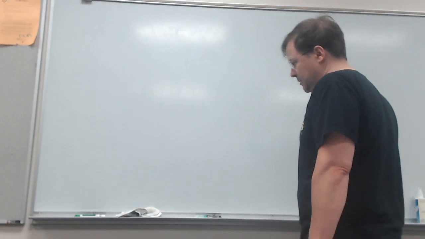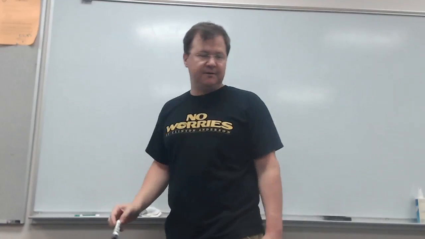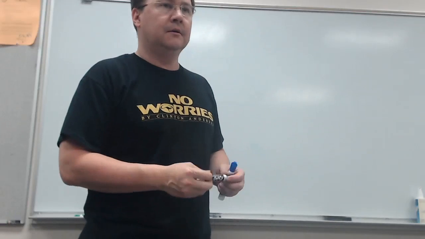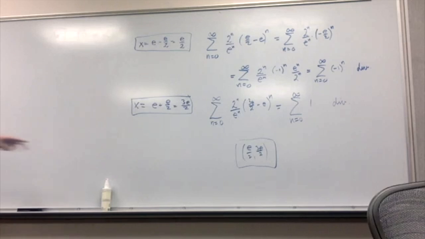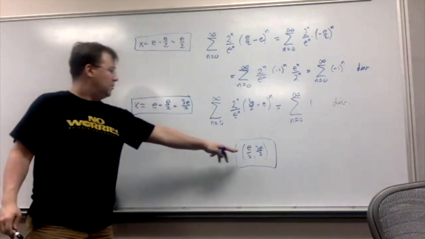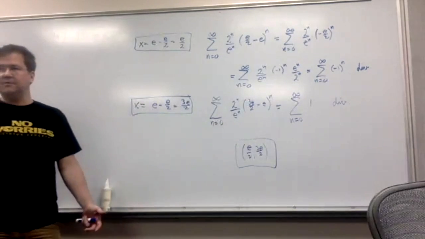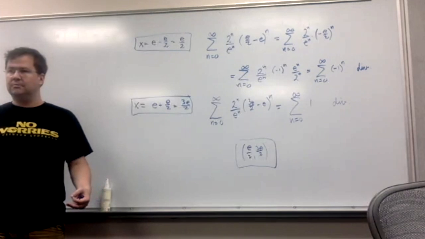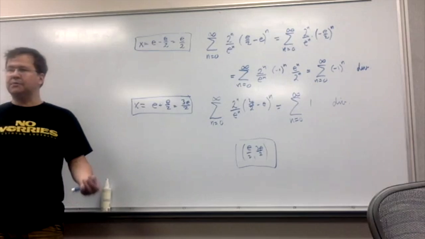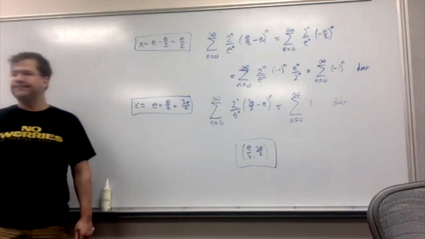So with that, the second question was the hardest one. Wait, wouldn't it be negative e over 2? Which one? For that problem? Well, because the center of the interval of convergence is e, and the radius of convergence is e over 2. Right. So e plus or minus a half. Oh yeah. Why did I write this negative?